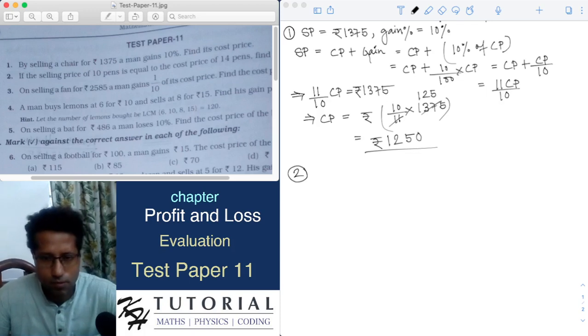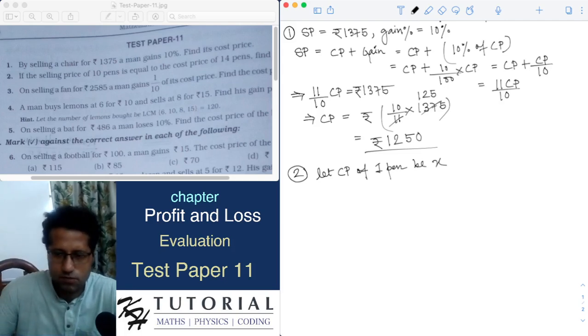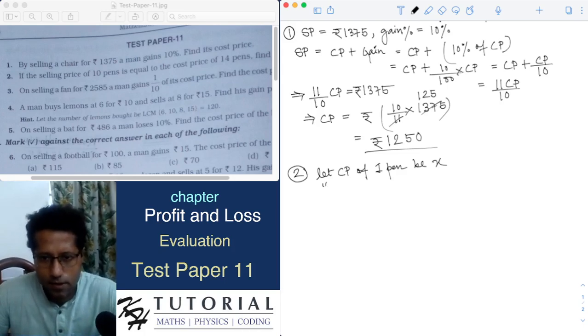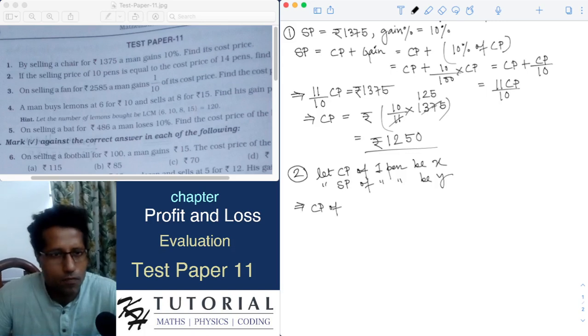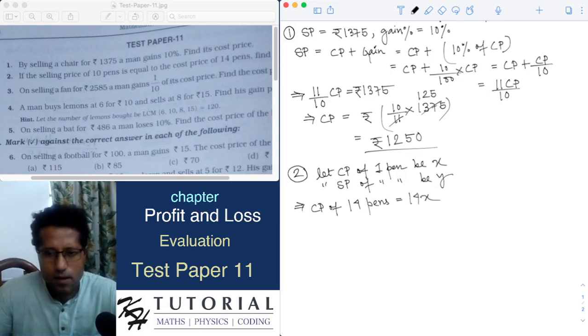Let the cost price of 1 pen be X. You can also consider CP as the cost price of 1 pen. It doesn't matter what notations or what variables or names you are assuming. Also let SP, the selling price of 1 pen, be Y. Now it is given that the selling price of 10 pens is equal to the cost price of 14 pens. So the cost price of 14 pens will be equal to 14x, and the selling price of 10 pens will be equal to 10y.